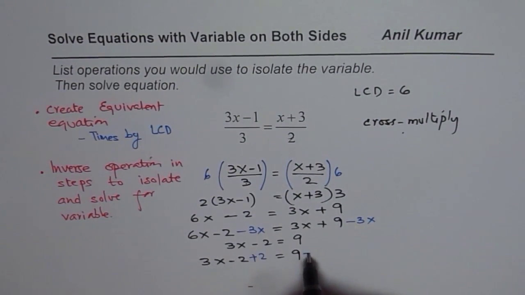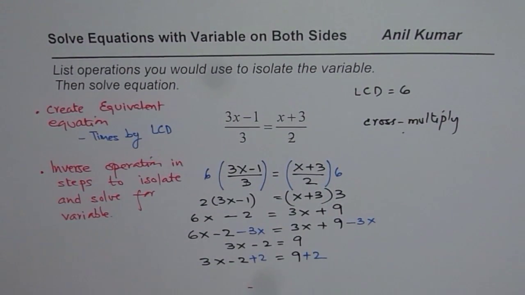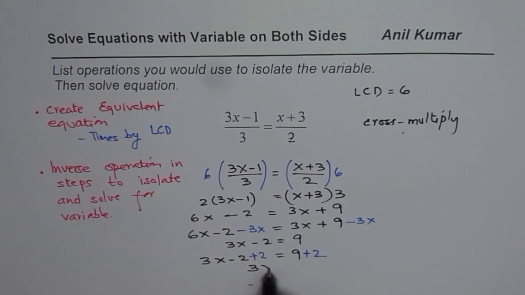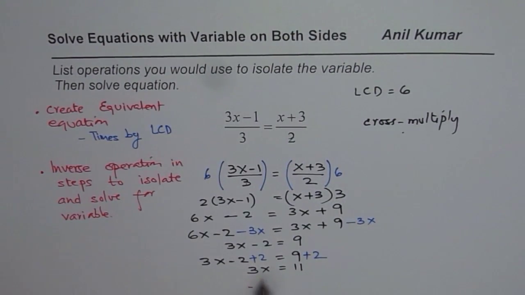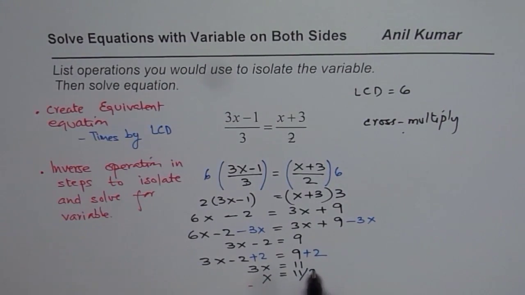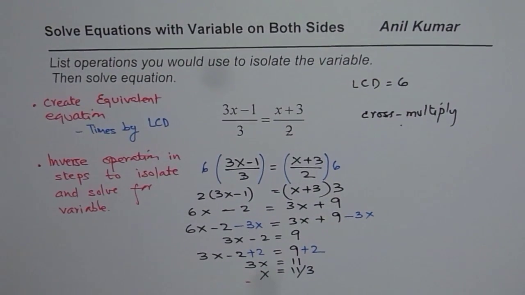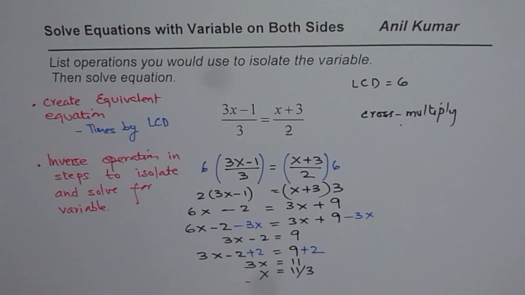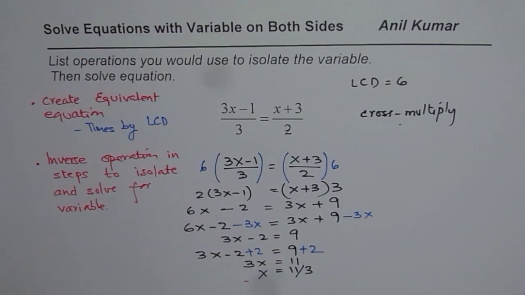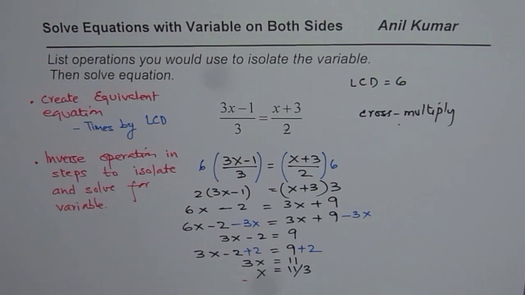When you add 2 on both sides, you get 3x equals 11, right? Now you can solve for x by dividing by 3 on both sides. So 11 divided by 3 becomes your solution, correct? At the end, we divided both sides by 3 to get the result. So that is how you should be solving equations which involve variables on both sides. I hope that helps.